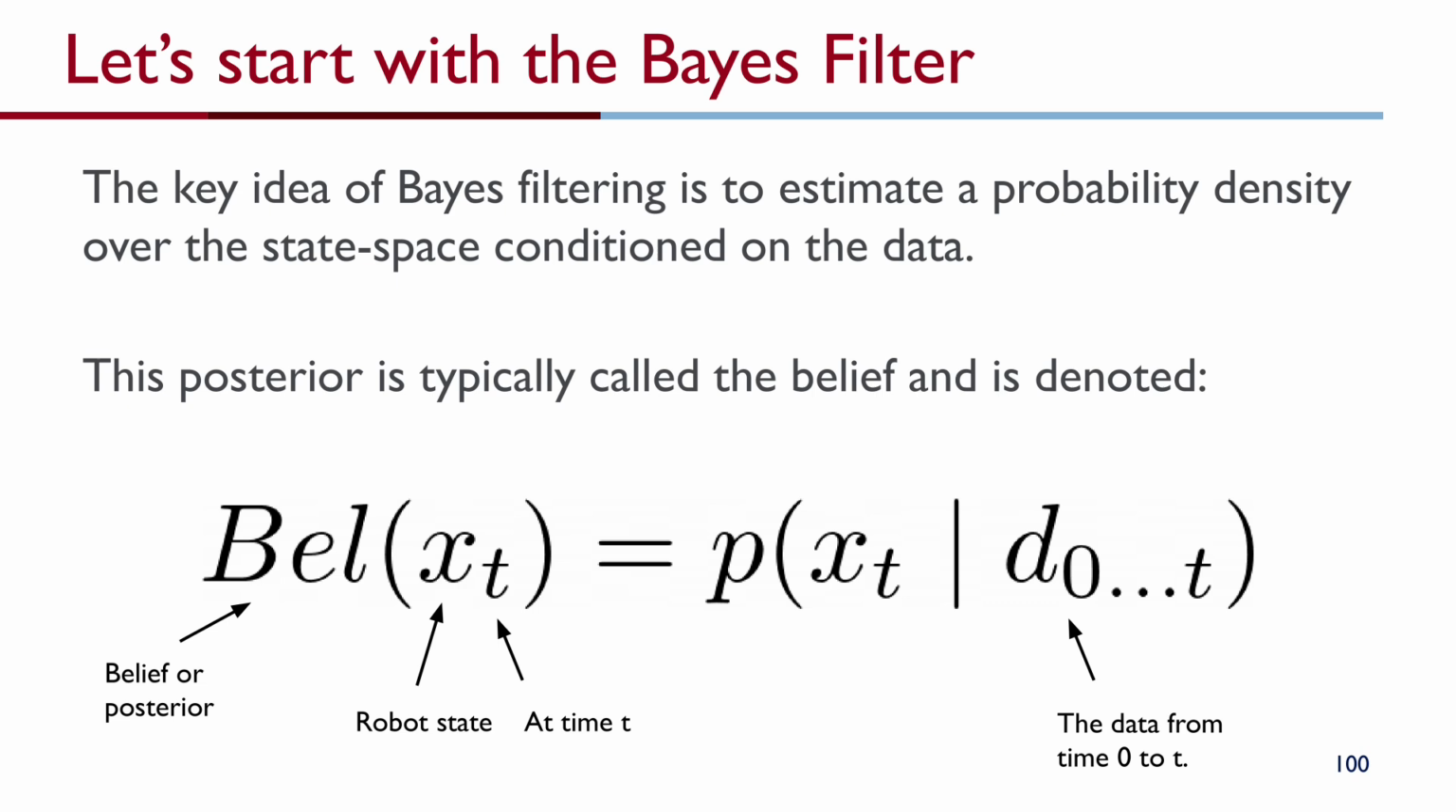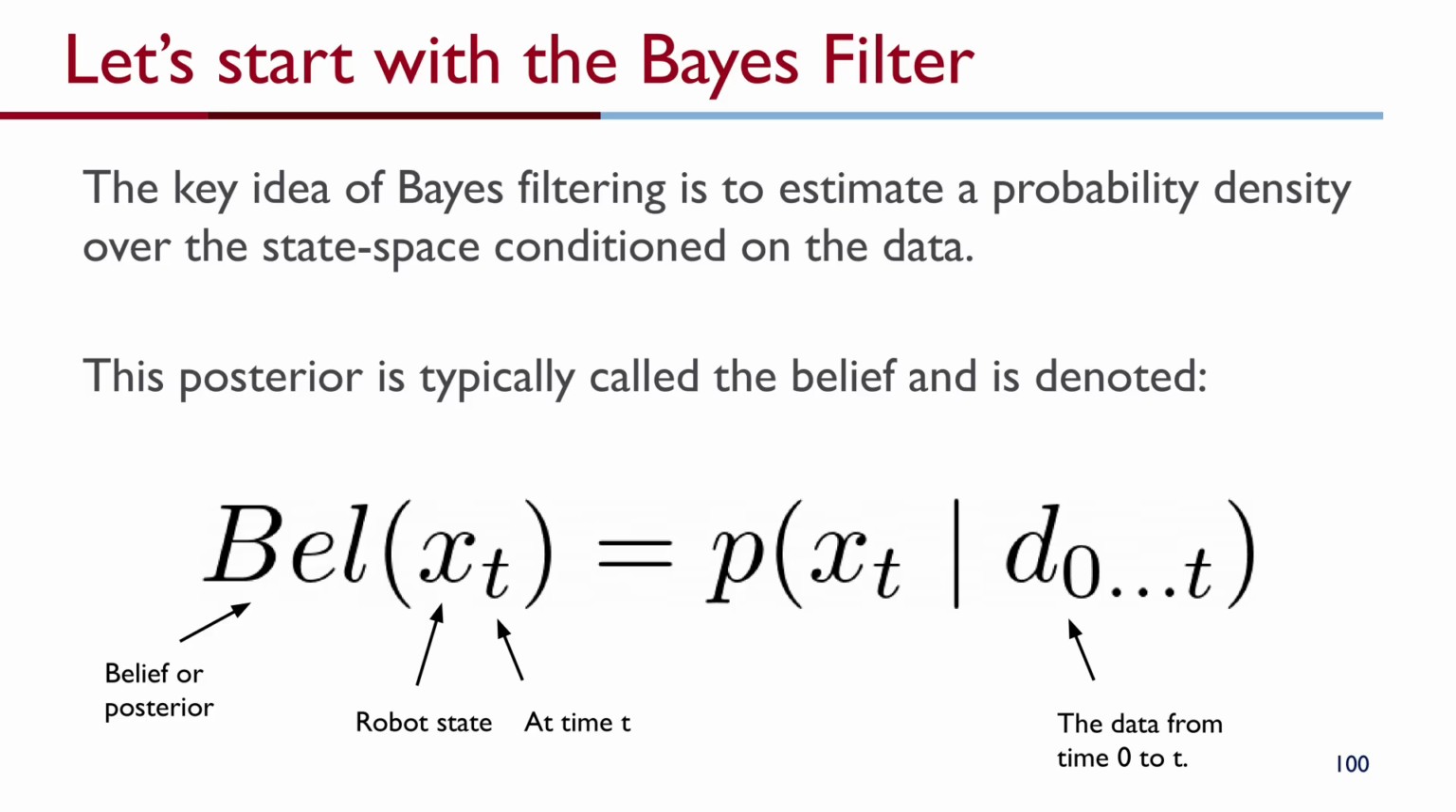In mobile robot localization, the dynamical system is the robot and its environment. The state is the robot's pose, its position and orientation. And the data refers to everything the robot observes through sensors such as LiDAR or cameras, as well as odometry information describing how the robot moved.